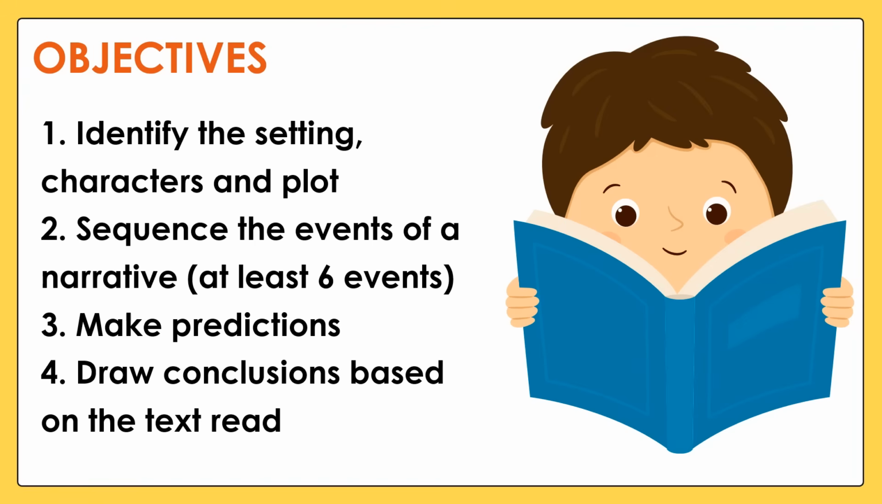Here are the objectives. Number 1, identify the setting, characters, and plot. Number 2, sequence the events of a narrative, at least 6 events. Number 3, make predictions. And last, number 4, draw conclusions based on the text read.